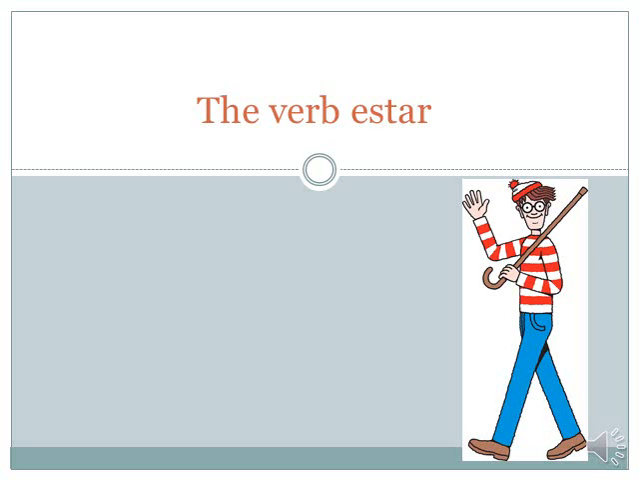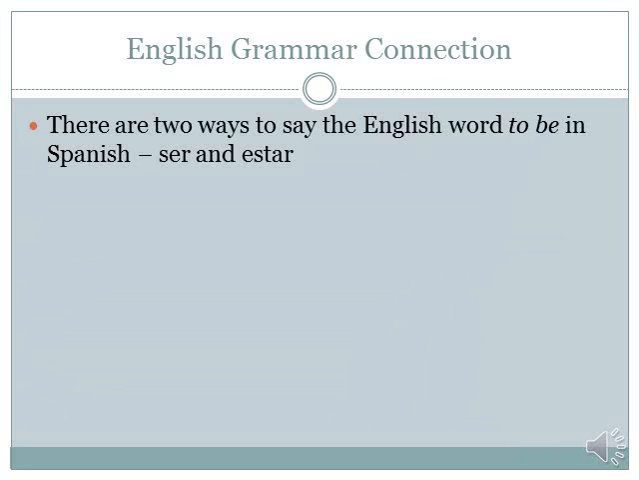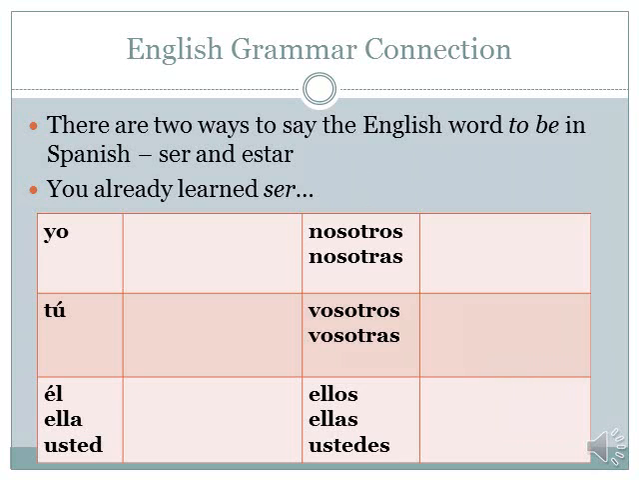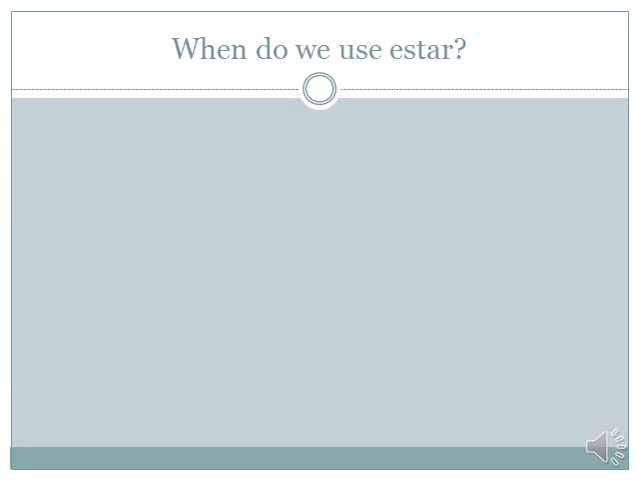Okay, moving on, we're going to look at the verb estar. So, there are two different ways to say the English word to be in Spanish, which is ser and estar. Okay, we've already learned ser. So let's take a look at that famous chart again. So it's yo soy, tú eres, él es, nosotros somos, vosotros sois, and ellos, ellas, ustedes son. Okay, so we already know how to conjugate this verb already. Okay? But we need to know when we use estar. We have ser and estar meaning the same thing.